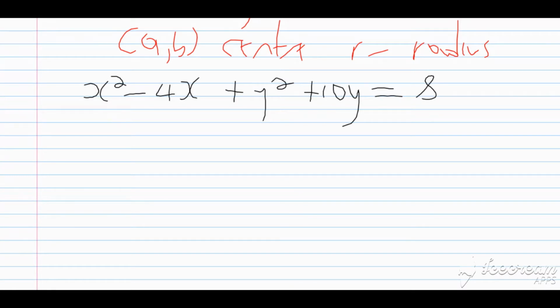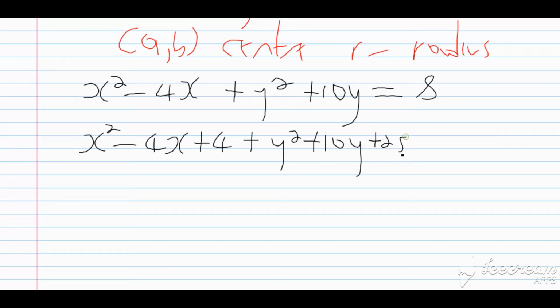Now, bear in mind the nature of a perfect square. I have x squared minus 4x. My constant, which is my c term, is half my b term squared. Half of negative 4 is negative 2, and when I square that, I get a positive 4. This is now a perfect square. Let us do the same thing with the y squared. I have y squared plus 10y. When I halve that 10, I get 5, and 5 squared is 25, so I'm going to have plus 25.